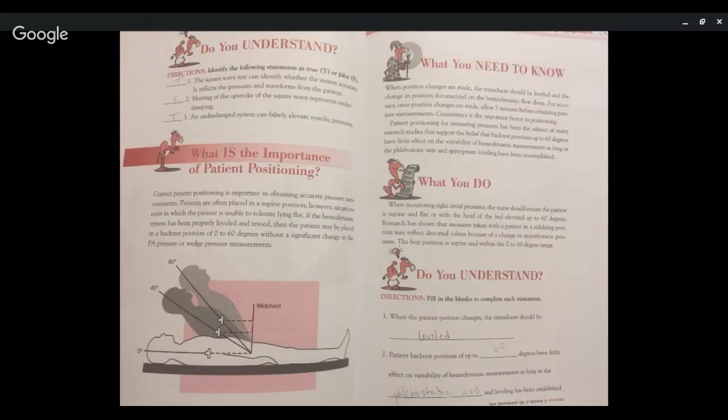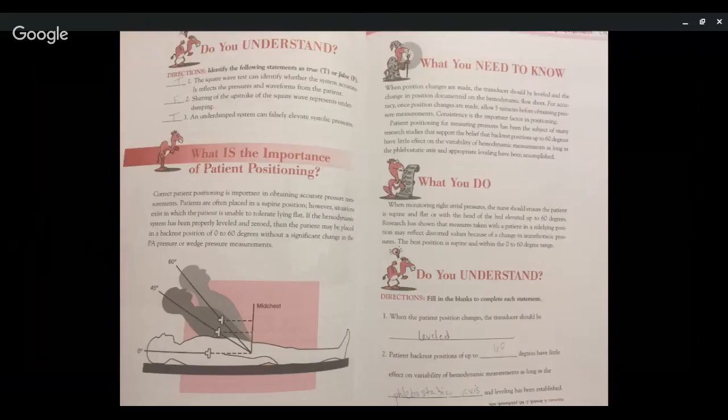Need to know: when position changes are made, the transducer should be leveled and the change in position documented on the hemodynamic flow sheet. For accuracy, once position changes are made, allow 5 minutes before obtaining pressure measurements. Consistency is the important factor in positioning. Patient positioning for measuring pressures has been the subject of many research studies that support the belief that backrest positions up to 60 degrees have little effect on the variability of hemodynamic measurements as long as the phlebostatic axis and appropriate leveling have been accomplished.